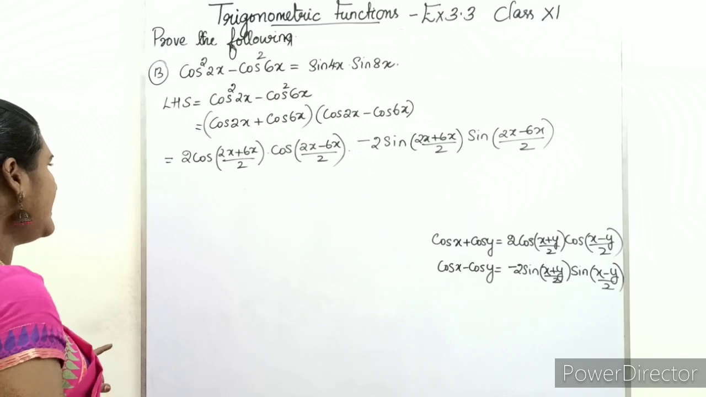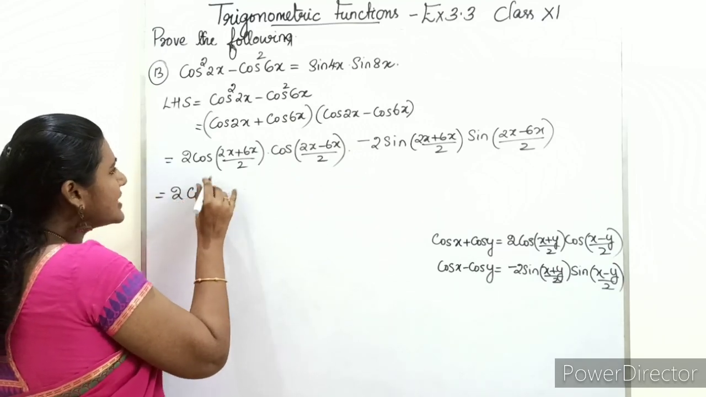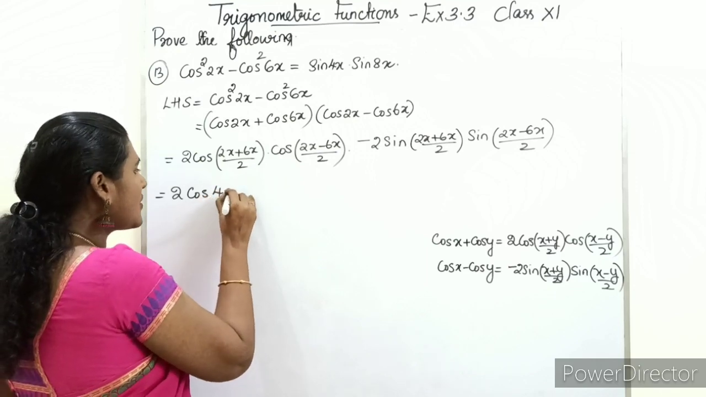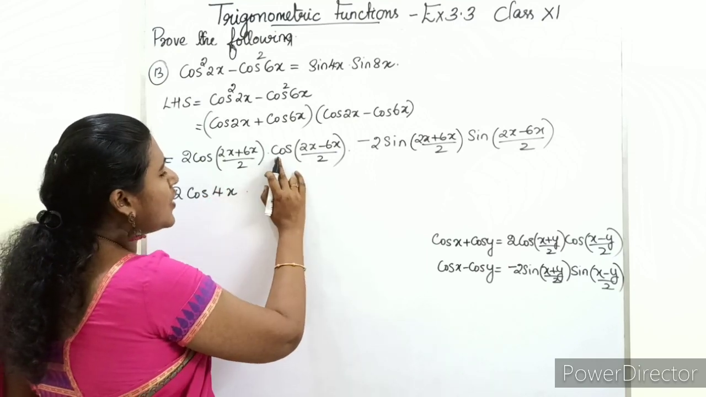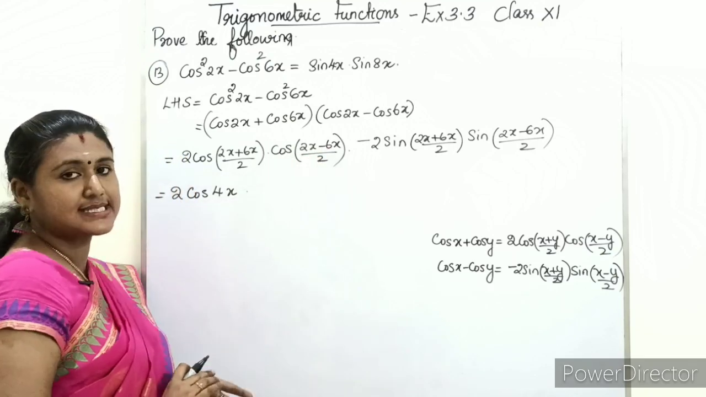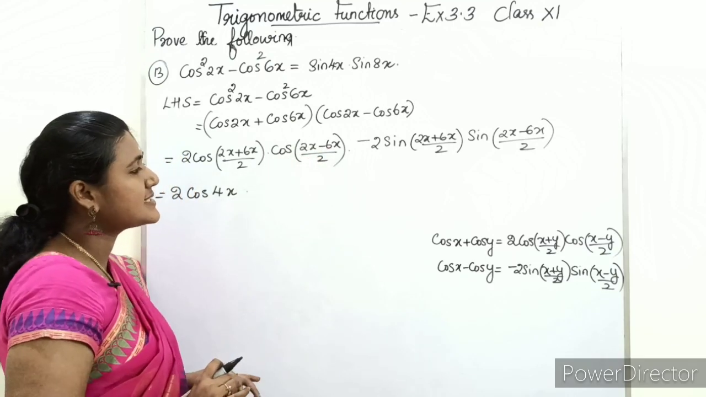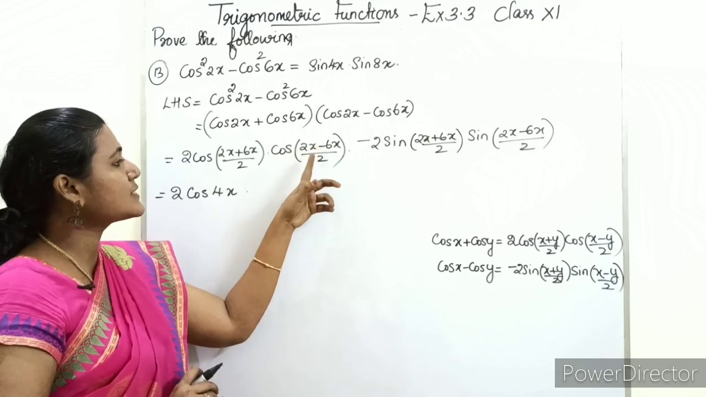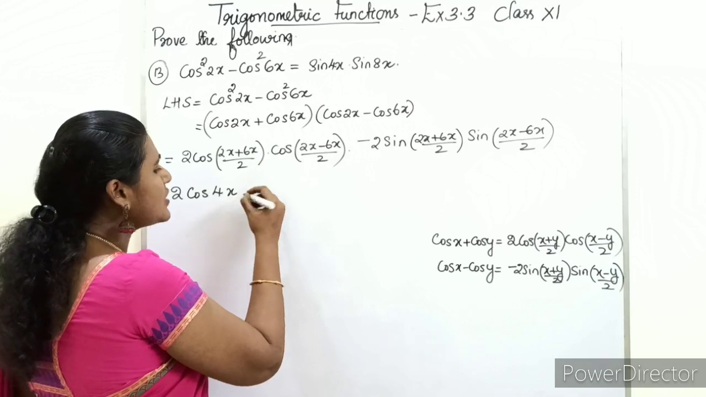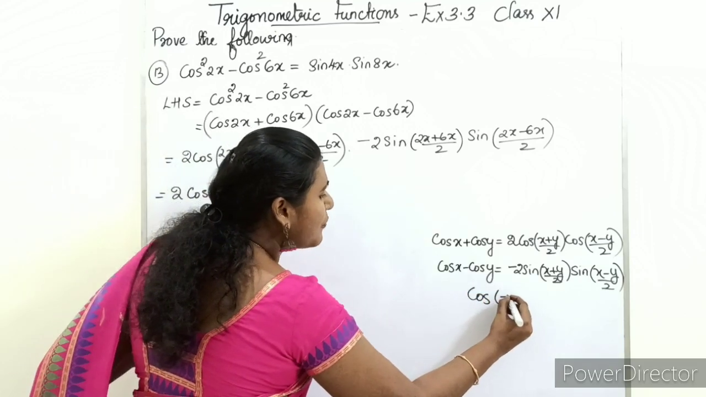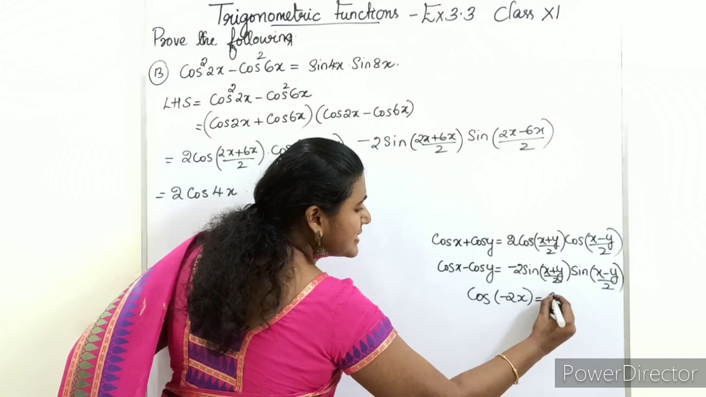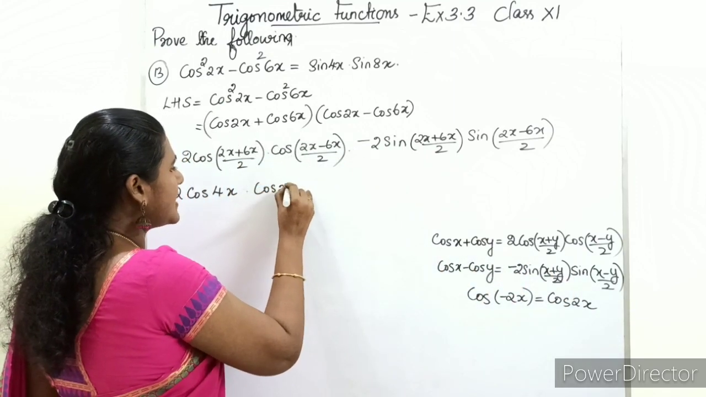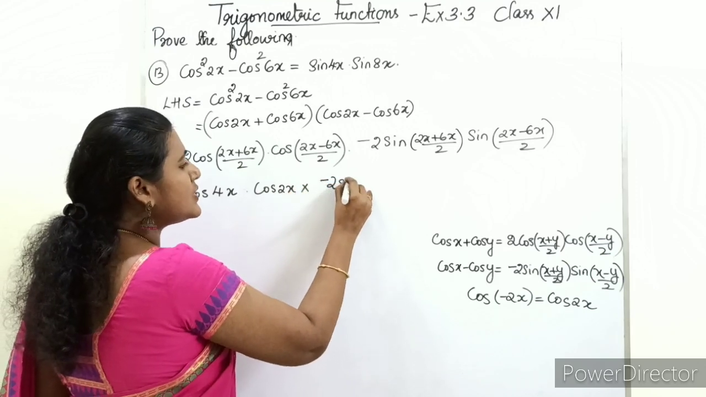Now we will simplify here. This is equal to 2 cos 8x by 2, and 8x by 2 is 4x, so cos 4x, into cos of 2x minus 6x. 2x minus 6x is minus 4x, and minus 4x by 2 is minus 2x. So you will get cos of minus 2x, and cos of minus 2x is cos 2x. So we can write here cos 2x into minus 2 into sine.